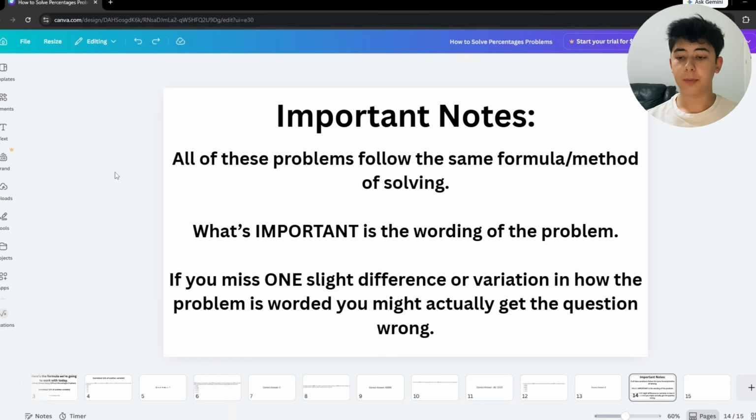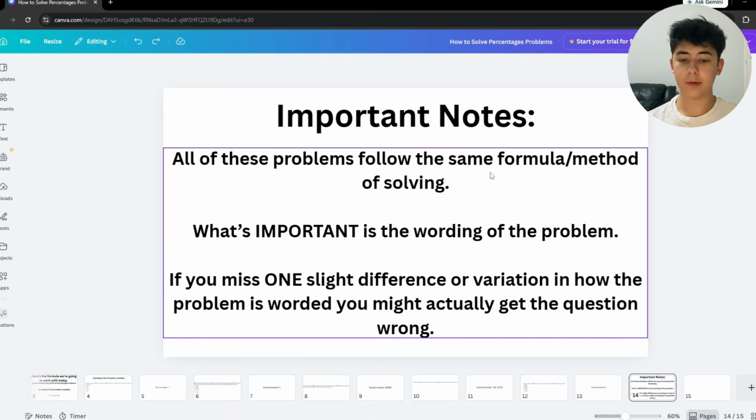So let's go over some important notes. All of these problems follow the same formula or method of solving. What's important here is that the wording of the problem matters a lot in this case. If you miss one slight difference or variation in how the problem is worded, you might actually get the question wrong. So you have to pay really good attention to how the problem is worded. But they really essentially all have the same formula or method of solving. So all you have to do is just pay attention to how the problem is worded.